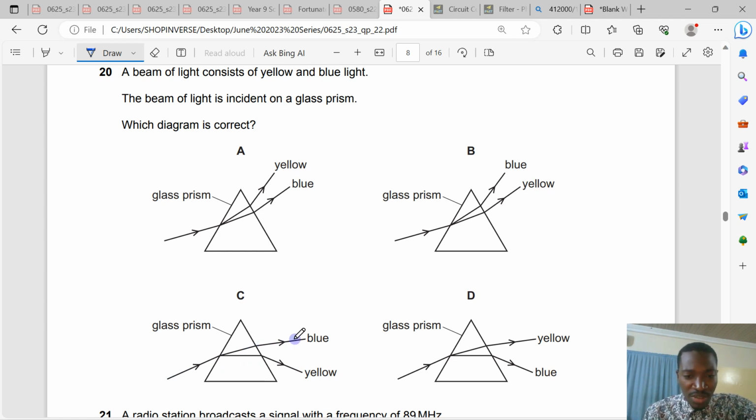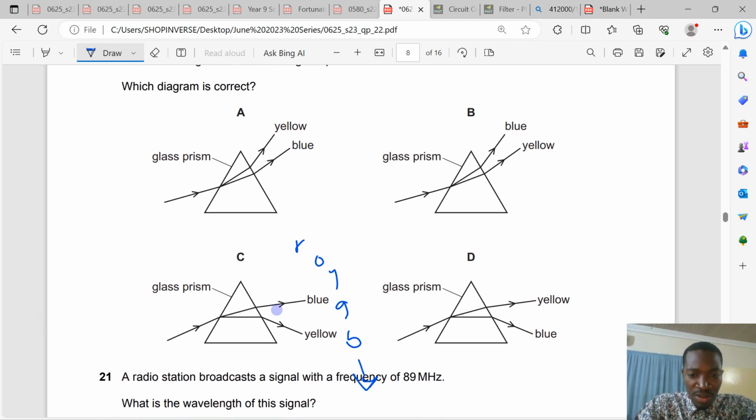It will be red. Red, orange, yellow, green, blue, indigo, violet. So yellow should come before blue. But here you have blue coming before yellow. That's wrong. Yellow before blue is correct. That means option D is the correct answer.